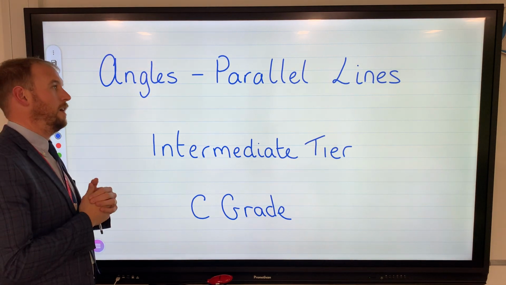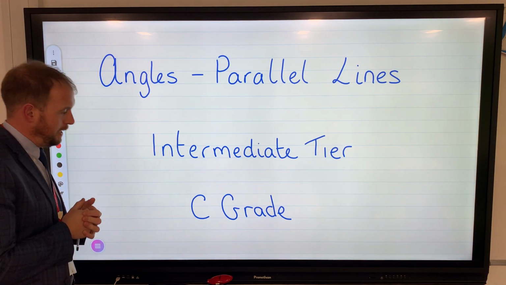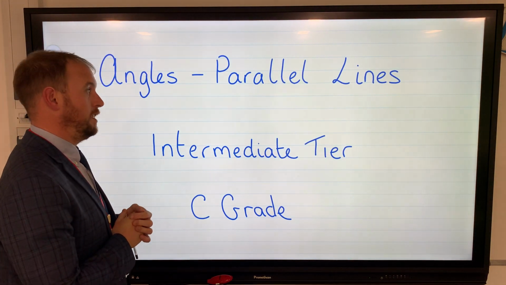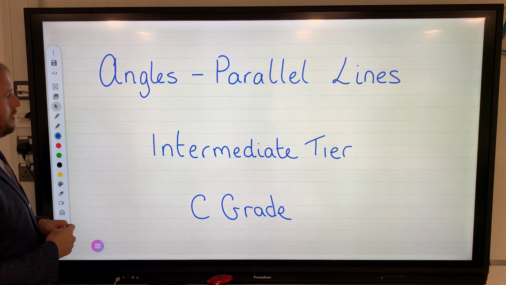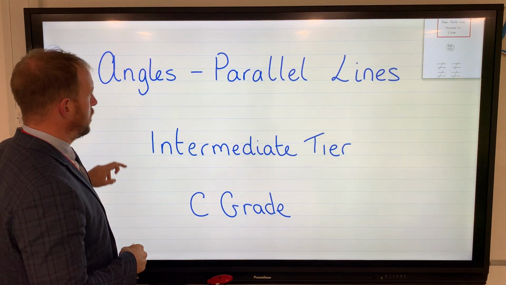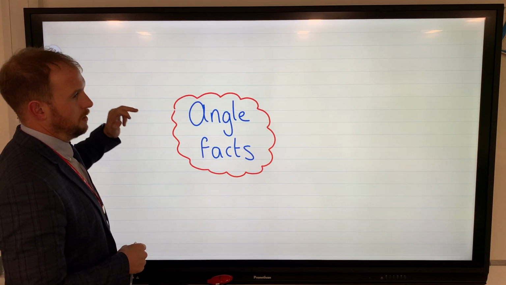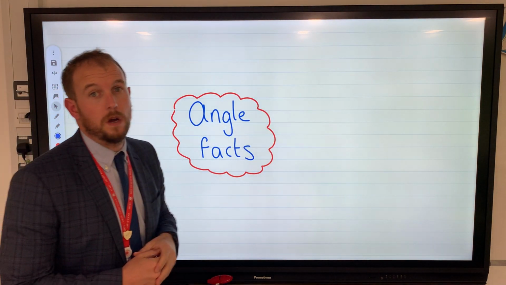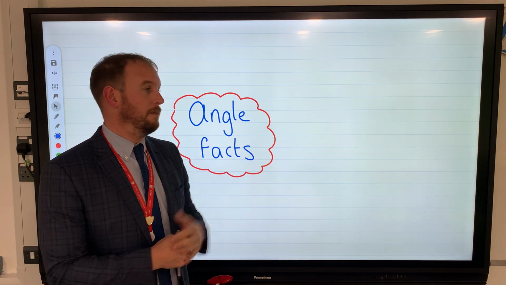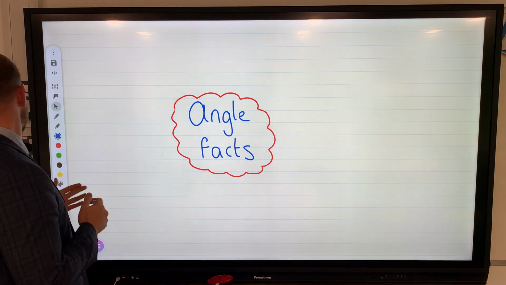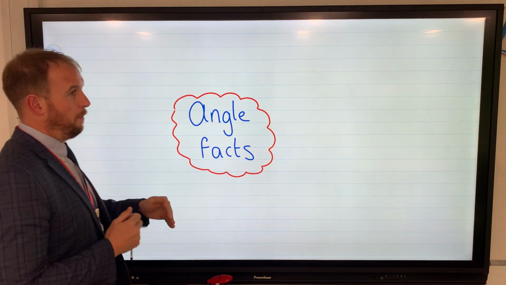So angles then, in parallel lines, intermediate tier, C grade at GCSE, so it's towards the end of the intermediate tier paper. So before we start looking at the parallel lines, we need to start thinking about our angle facts, okay? Things that we know, things that we've learned throughout our time at school, anything to do with angles, okay? Because these things pop up all the time.